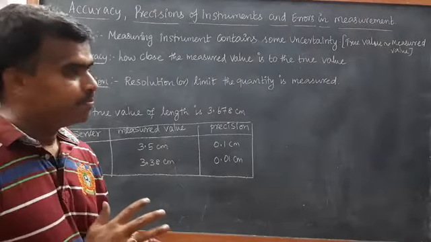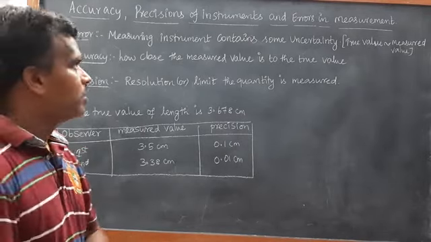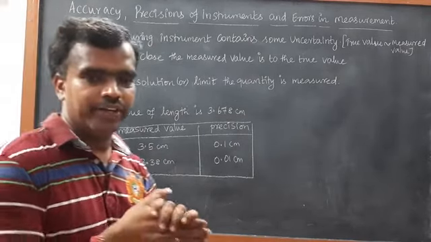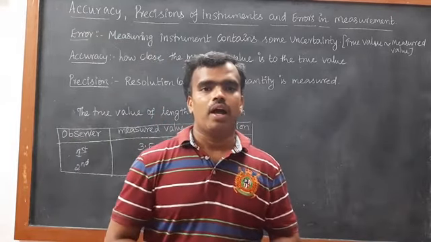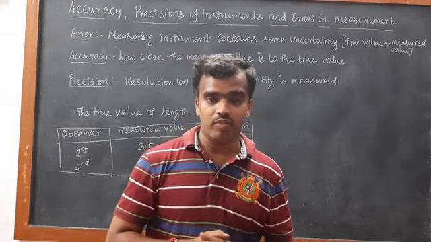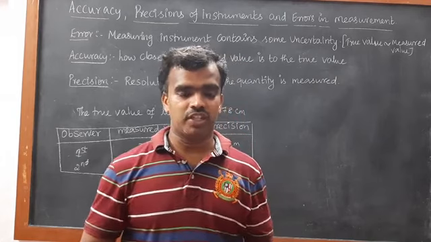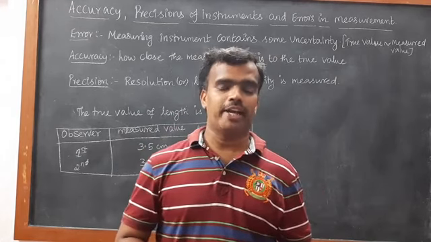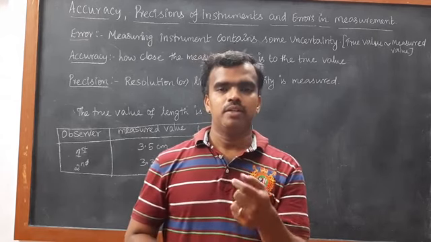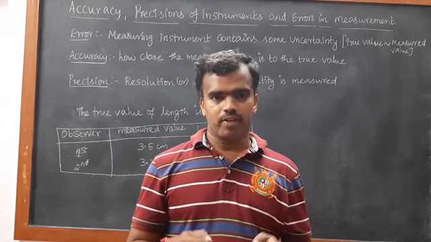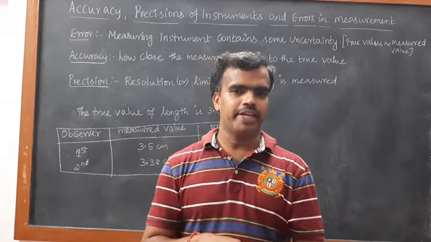We have accuracy, precision of instruments, and error in measurements. So, what is error? We take any reading, which is called the measured value, and there is an original value, which we call the true value. Assume that we measure the length of a wire, and the true value is 10.2 centimeter. But if you measure, it gives 10.1. So there is some difference, right? That gives the error, right?